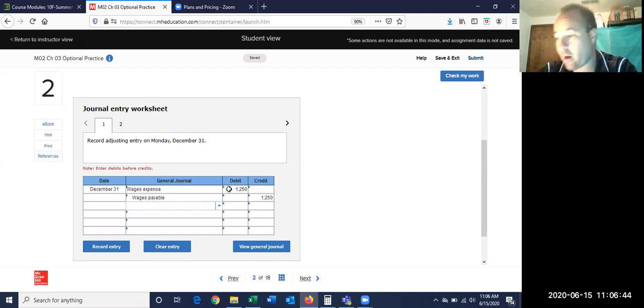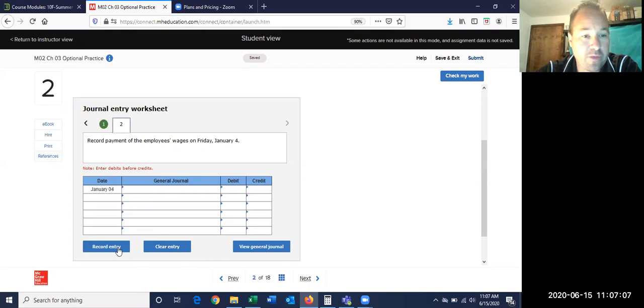Now, it might help if off to the side you had a little T account going. You don't need to. This isn't too hard to remember. But we're just going to need to remember that we do have a wage payable going into the next year of $1,250. If you don't think you can remember that, then we'll want to make a little T account off to the side on a separate sheet of paper. So we record that entry.